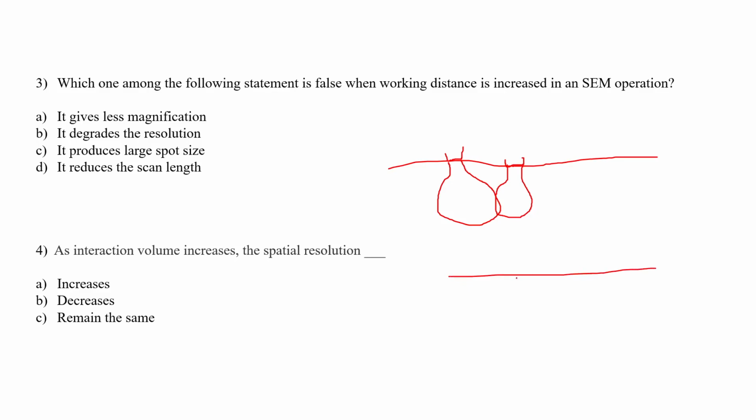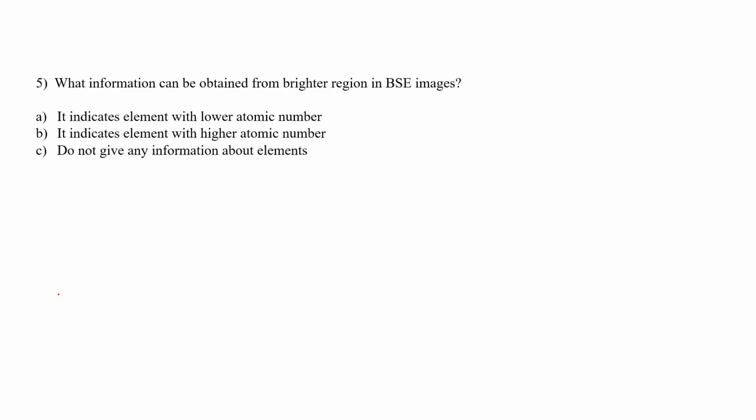But if you have lower interaction volume like this, and when the beam moves to the next spot, it will have the interaction like this. So here the resolution will be much better. So as the interaction volume increases, like in this case, the spatial resolution will decrease. So option B is the correct answer for this question.